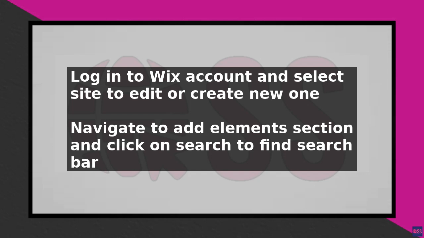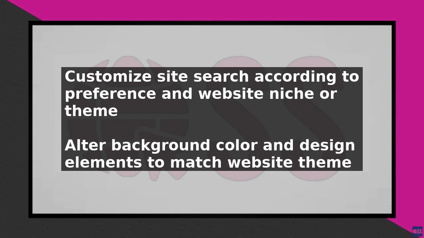On the website, navigate to the Add Elements section and then click on Search to find the search bar option. Within the search section, there's an option for Site Search, which can be added to the website. Once the site search is added, it can be customized according to preference.